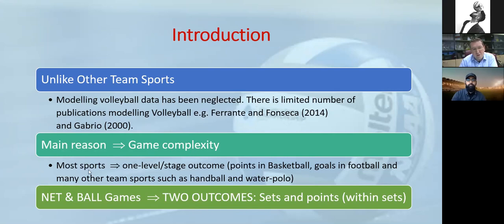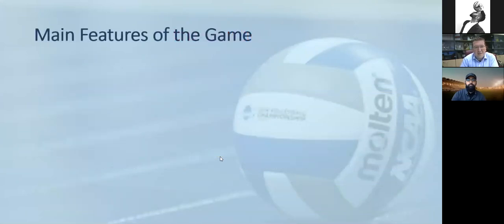So in most sports, we have one level or stage of outcomes. In basketball, we have points, and in football, we have goals that we model directly, and the winner is announced as the team with the highest number of goals or points. But this does not happen in volleyball, and in general in the whole category of net and ball games, where tennis is included, and other similar games. So here in volleyball, we have two outcomes, the sets and the points, which are nested. They lie within each set. So let's see in detail the features of the game, and how we need to model it.